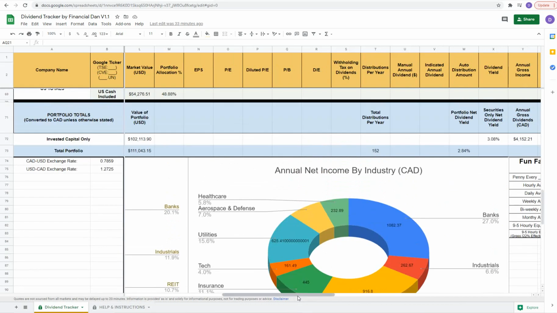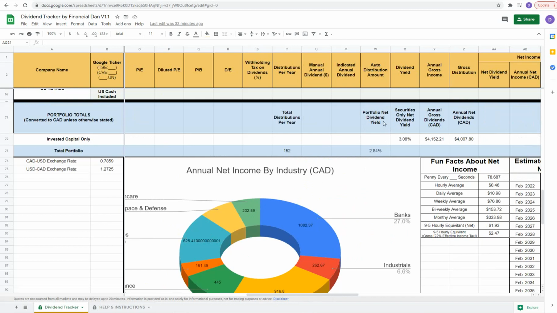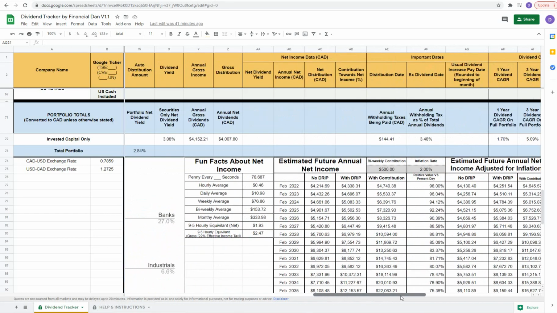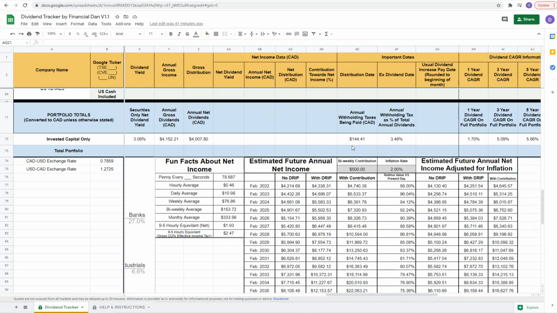Next, we'll scroll back up and we'll take a look at the portfolio's net dividend yield. So on the left here, this one takes into account any cash that you're holding in the portfolio. And then the one on the right will give you your yield on invested capital only. And then to the right of that, you'll find your annual gross dividends and then your annual net dividends. So this is before any withholding taxes are taken off. And then this is after any withholding tax. And keep in mind that both of these numbers will be in Canadian dollars.